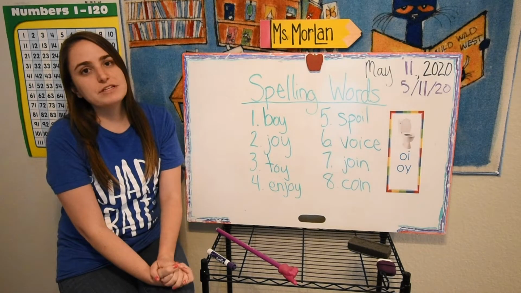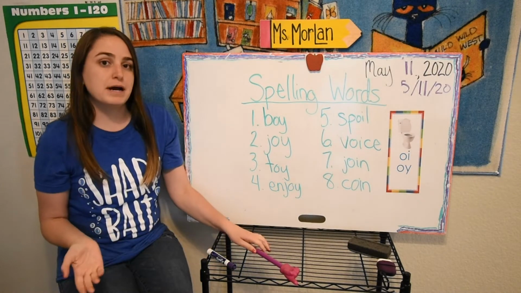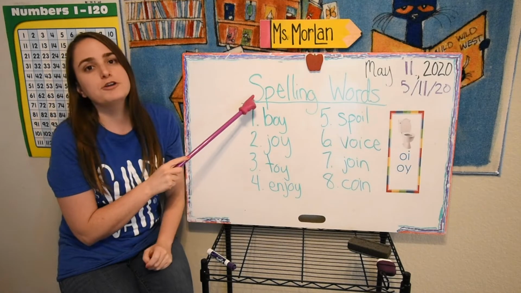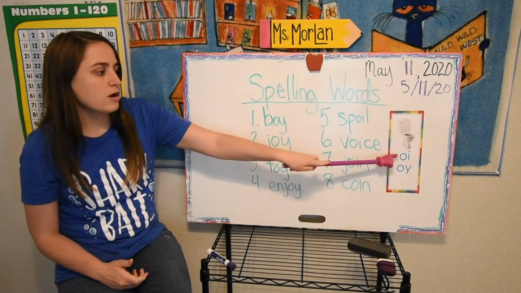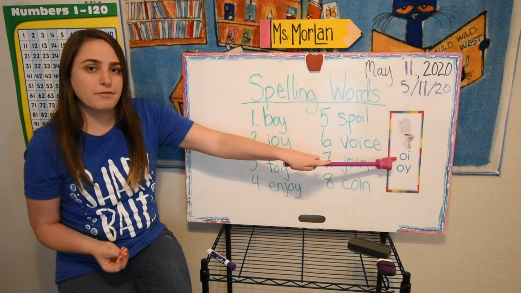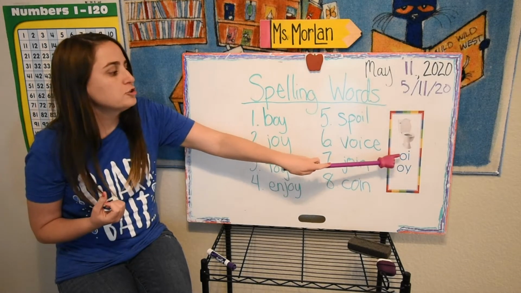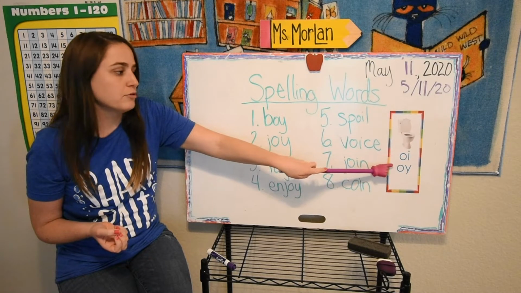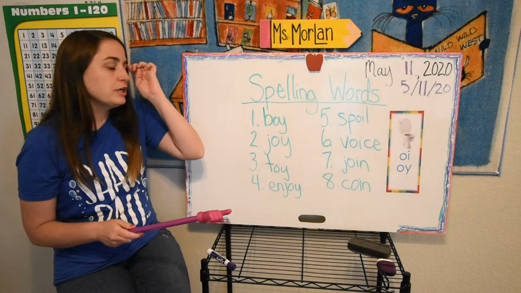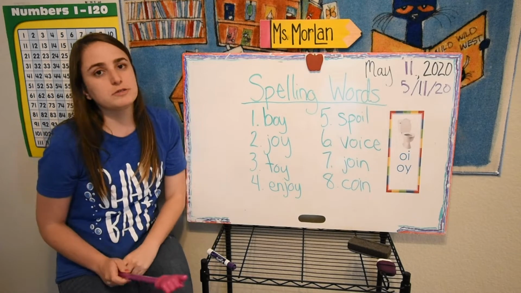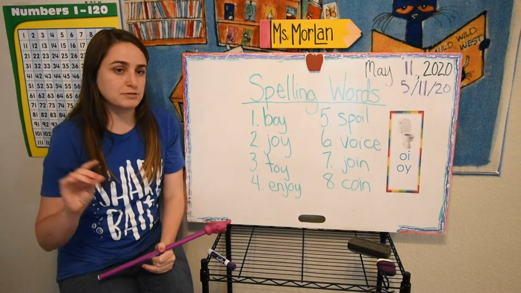Today is May 11th, 2020. It is Monday, and on Mondays we go over our new spelling words, okay? This week our words have the oi sound in them, and there are two ways to make that sound, oi and oy, okay? All right, we're gonna go through and read each of our spelling words, and we will tap it out, okay?